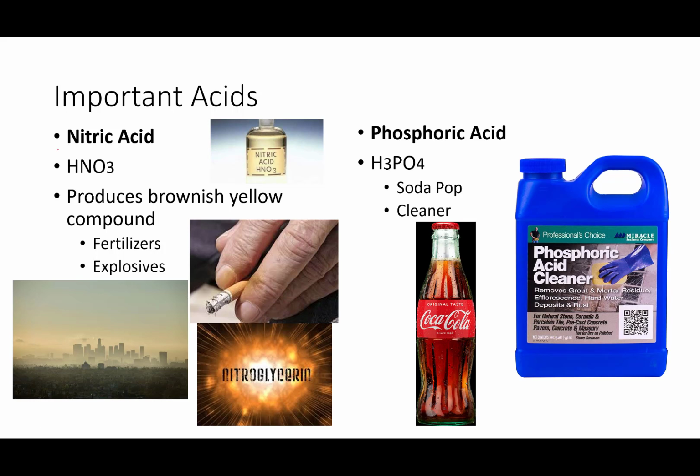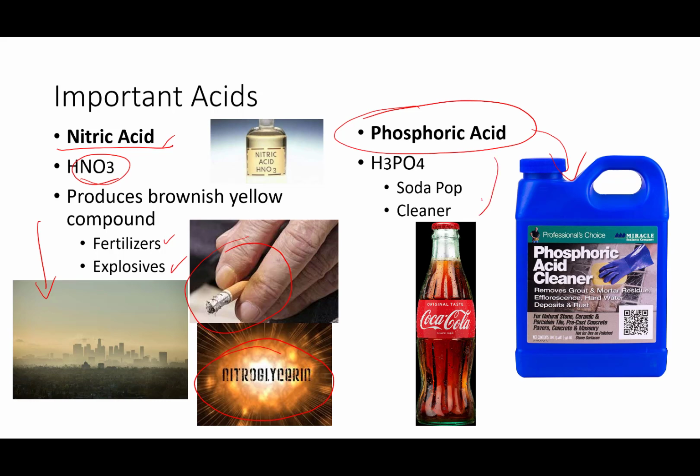Another important acid is nitric acid. A lot of nitrogen compounds tend to produce yellowish brown things, like we talked about with smog in other videos. Nitroglycerin is one of those products that can be made with nitric acid. A lot of fertilizers, a lot of explosives are made using nitric acid. If you smoke, or if you have friends and family that smoke, there's very often kind of yellowish stains that occur, and that is because of nitric acid stains. Phosphoric acid can also be used as a cleaner in a very weak solution. It can also be found in some soda pop.